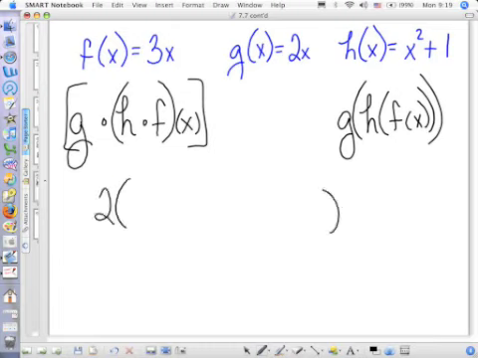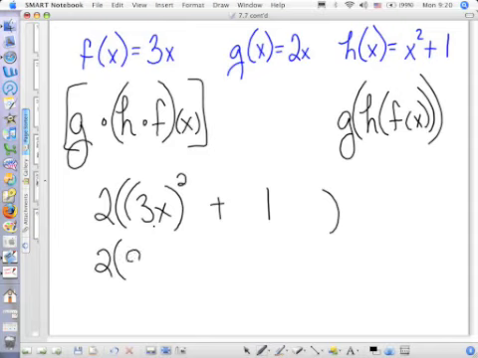Into the parentheses, I put h, which is x squared plus 1. Into this set of parentheses, I put 3x. Okay? Now, I can't multiply 2 times 3x right now because the order of operations says exponents before multiplication, and 3x needs to be squared. So this is 2 times 9x squared plus 1.